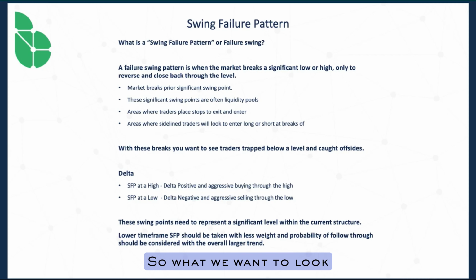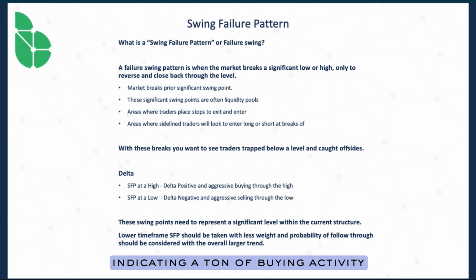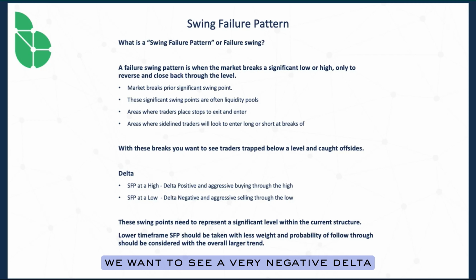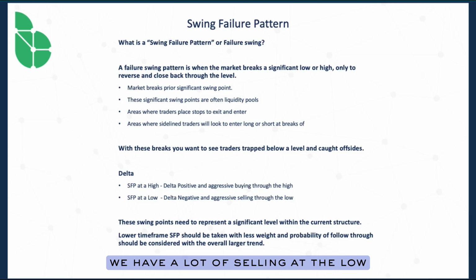What we want to look for with swing failure patterns at highs is a very high positive delta: buying imbalances, positive delta, heavy volume through it, indicating a ton of buying activity. And at the lows, we want to see a very negative delta, so very aggressive selling through the low, high volume and so forth, selling imbalances, indications that we have a lot of selling at the low to suggest there are potentially trapped traders at the low.